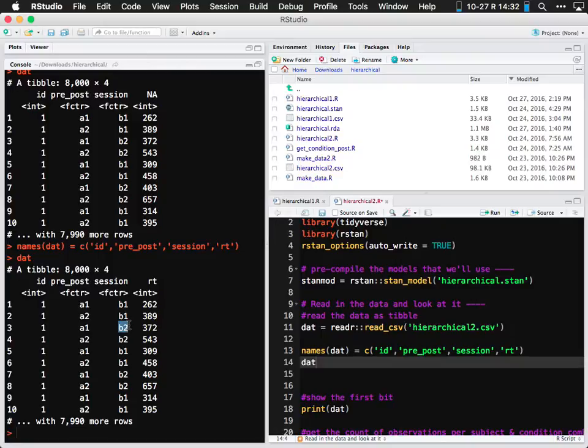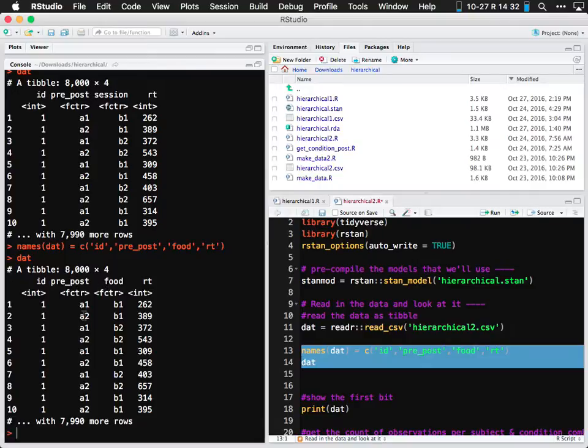So session encodes what food they ate on the day. So then session isn't the day really; it's the food. Yeah, exactly. Pre is before food, post is after food. Session is one time eating fruit, one time eating meat. I'm going to call this food. So A1 is pre, A2 is post, B1 is the first food, B2 is the second food.